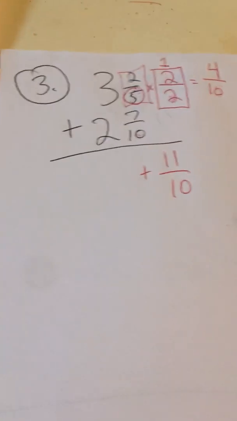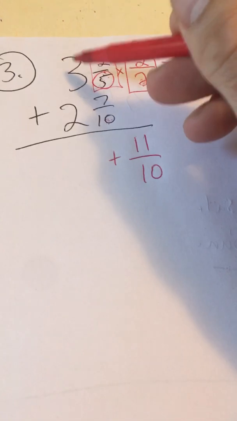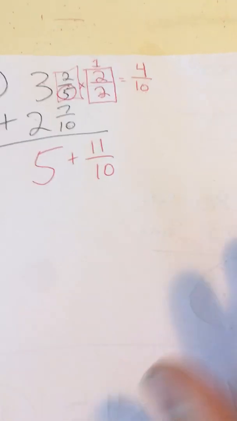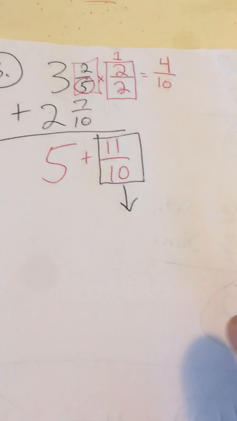So that's an improper fraction. Now we'll add the whole numbers. 3 plus 2 is 5. So we have 5 plus 11/10. And like I was saying, this is an improper fraction. That means 11 divided by 10. So over here, I'm going to do 11 divided by 10.